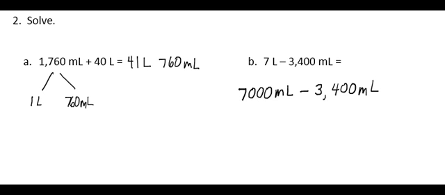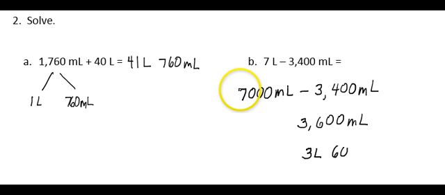So 7,000 minus 3,000 would be 4,000. And then if I need to take 400 more away, then I know my final answer would be 3,600 milliliters. Again, looking at the fact that it takes 1,000 milliliters to create a liter, and I have 3,600, I know that I have 3 liters and 600 milliliters. So a couple of different ways you could attack that problem. This is just showing you one strategy.